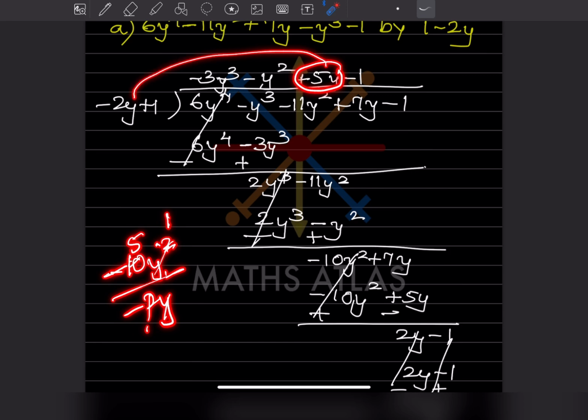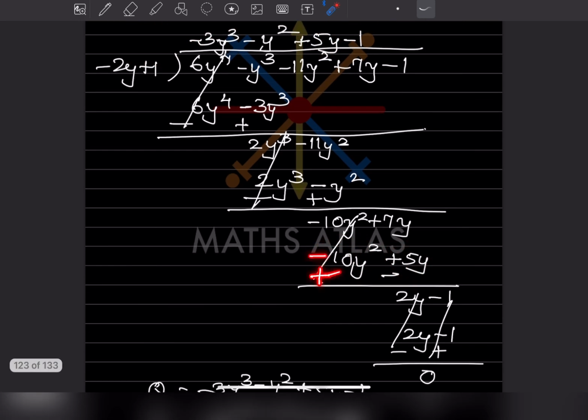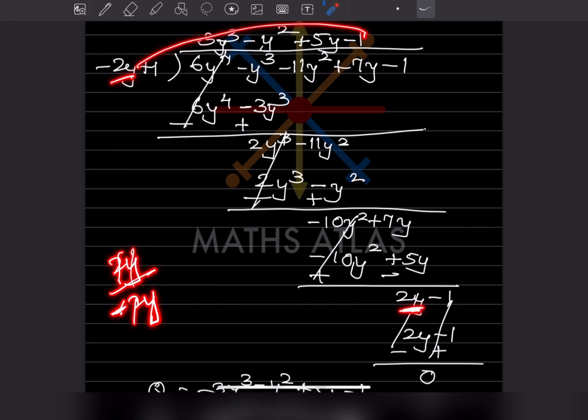So now when you multiply this and this, you get minus 10y square. This and this when you multiply, you get plus 5y. So now look here, minus becomes plus, plus becomes minus. So this and this get cancelled. Now look at the new sign: plus 7 minus 5. That is going to be plus 2y. So this is minus, and then you will take minus 1 down. Now you look at this one and this one. So that will be 2y divided by minus 2y. Y and y get cancelled. So the remaining is just minus 1. So you are going to multiply by minus 1. So minus 1 times minus 2y plus 1 gives 2y minus 1.